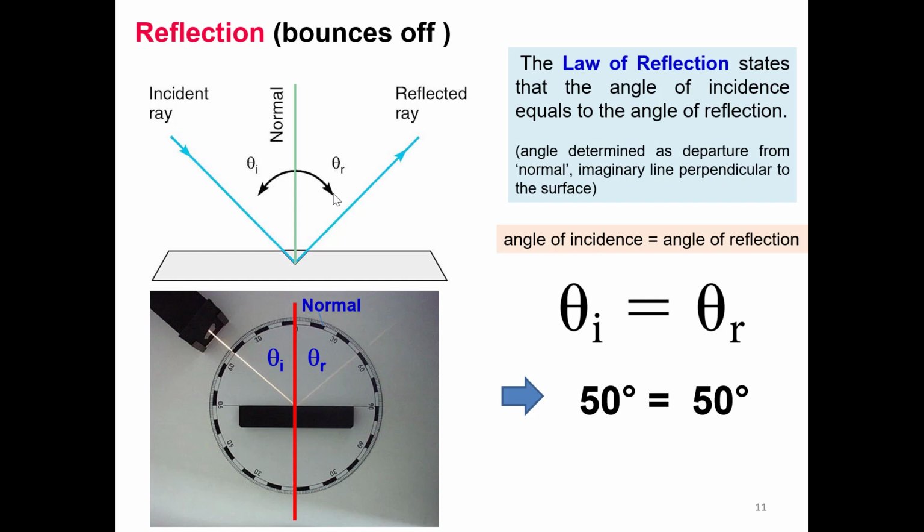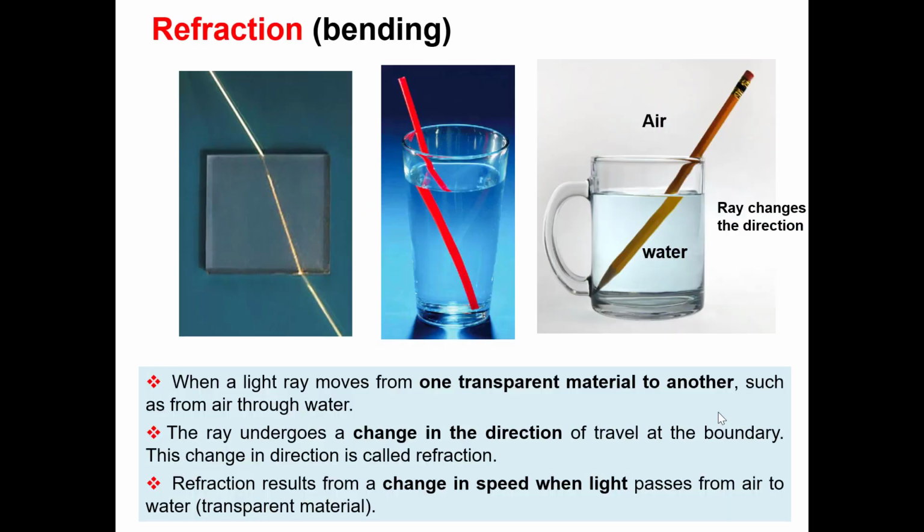Then, as we can see in this picture, which is a real picture, if we measure the angle of incidence, it is about 50 degrees. And if we measure the angle of reflection, the angle is also 50 degrees. We can see the angle of incidence and the angle of reflection are the same. Then the law of reflection states that the angle of incidence equals the angle of reflection.